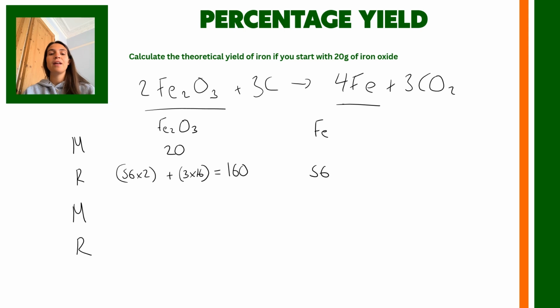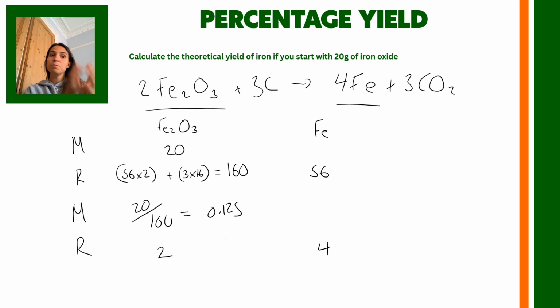And for my iron, its relative atomic mass is 56. Now to work out the number of moles. So for my iron oxide, I've got a mass, I've got a relative formula mass. So take my mass 20, divide by 160 and get 0.125 moles.